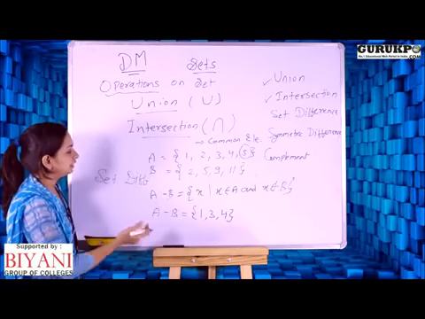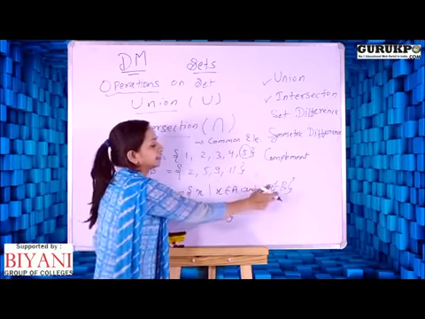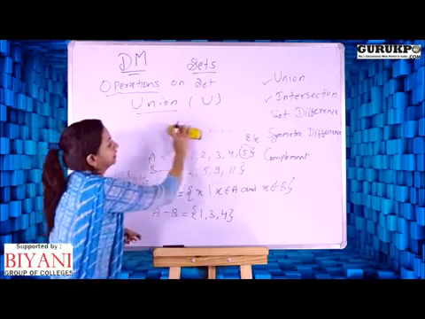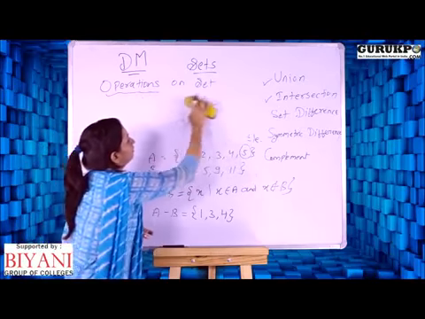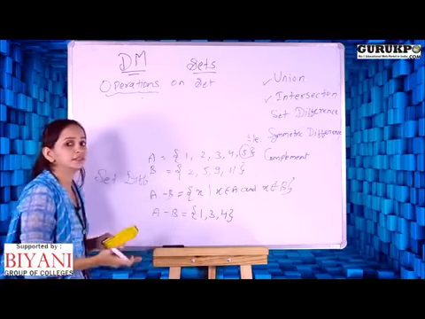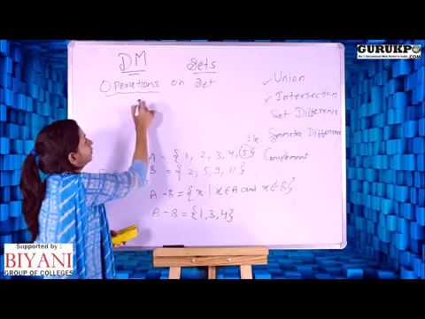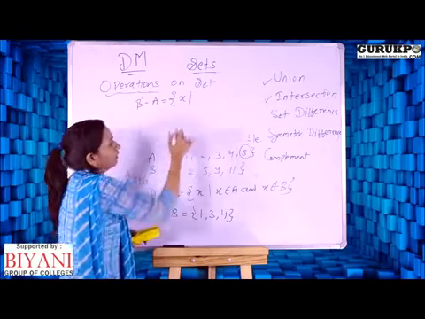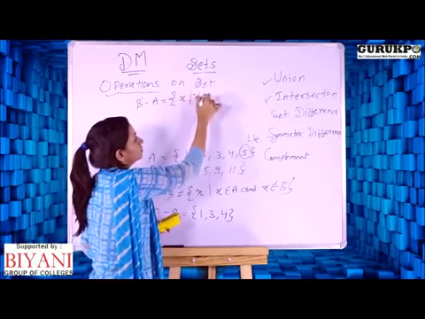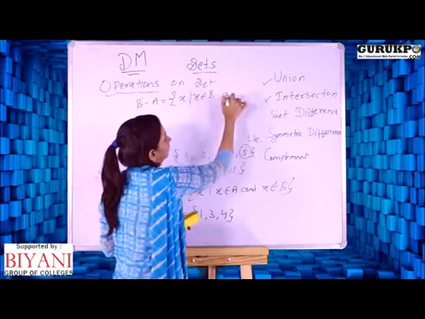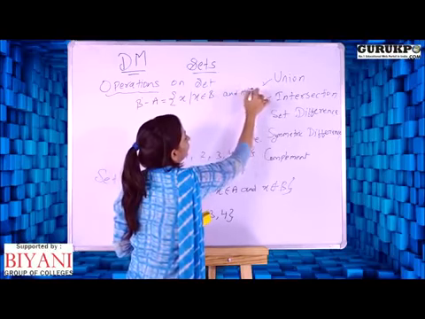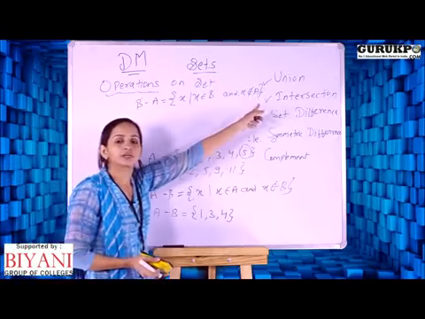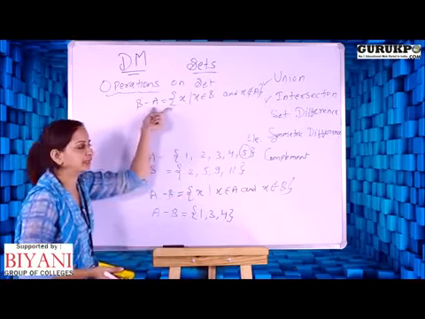What is A minus B? A minus B is X in A, but X does not belong to B. This is called A minus B, set difference. And what is B minus A? I said already that B minus A is not equal to A minus B. So, B minus A is a different set. B minus A is the set of X where X belongs to B and X does not belong to A. The elements which are in B but which are not in A will be listed in B minus A.